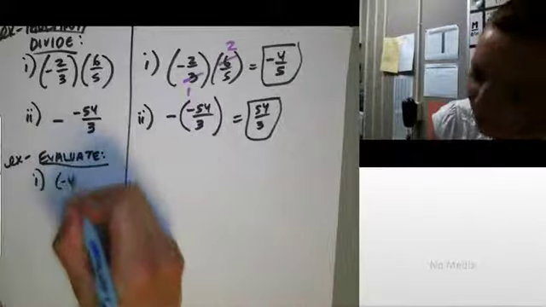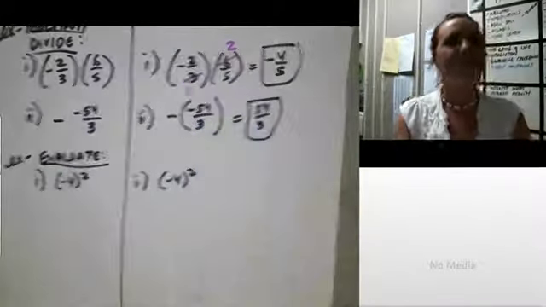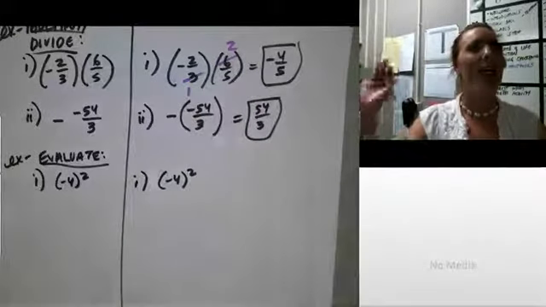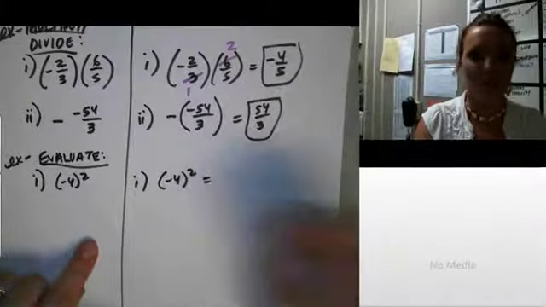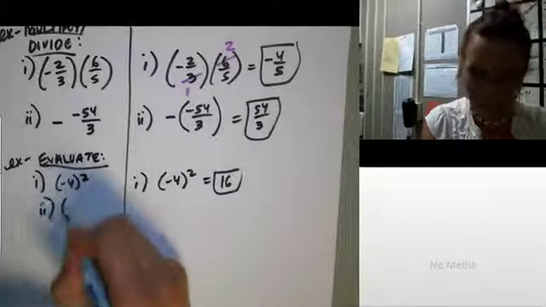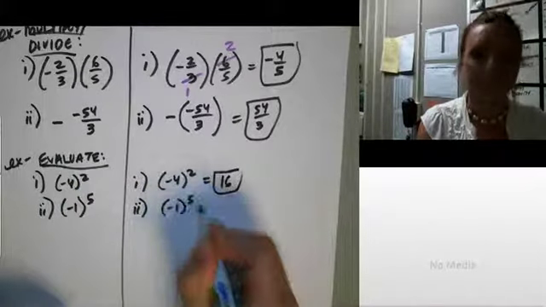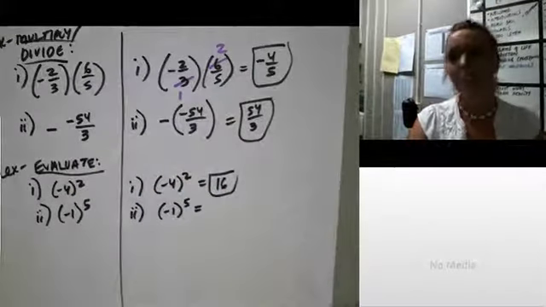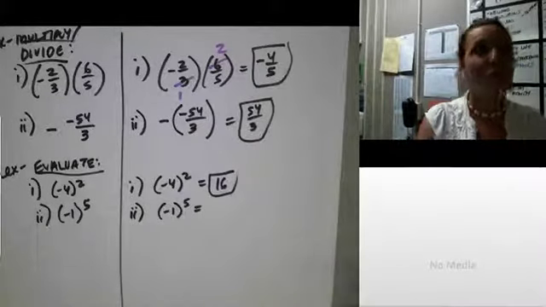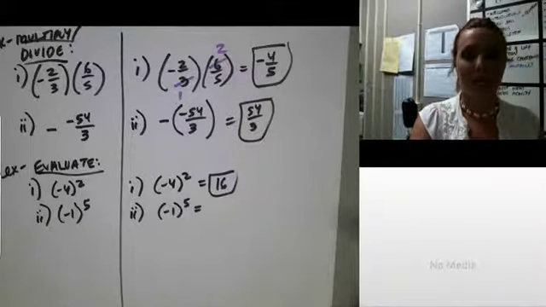Okay, negative 4 squared. What do we think? Everybody yell it out. What do you think this is? What does it come out to? 16. 16, good. Number 2, negative 1 to the 5th power. So we have two options here. It's either positive 1 or negative 1. Raise your hand if you think it's positive 1. Negative 1? Who can explain why it's negative 1?